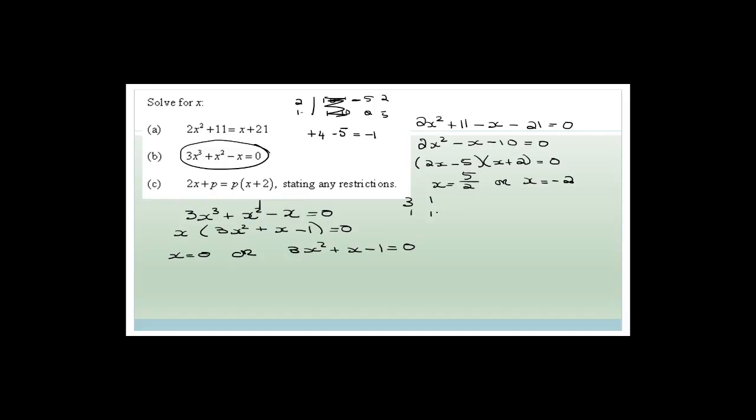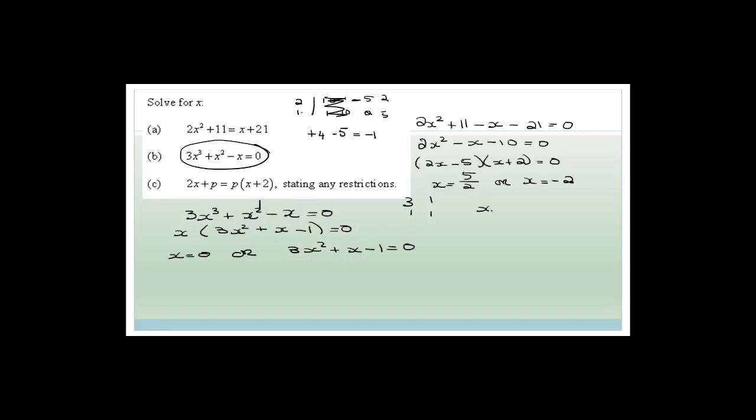And we're never going to get a difference of 1 here. Do you agree? Because 3 times 1 is 3 and 1 times 1 is 1, so the difference is going to be 2. So what do we need to do? We now need to use our formula.